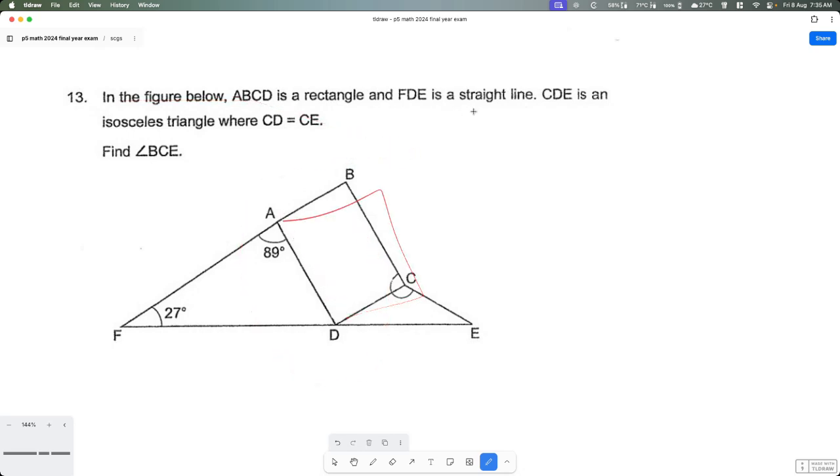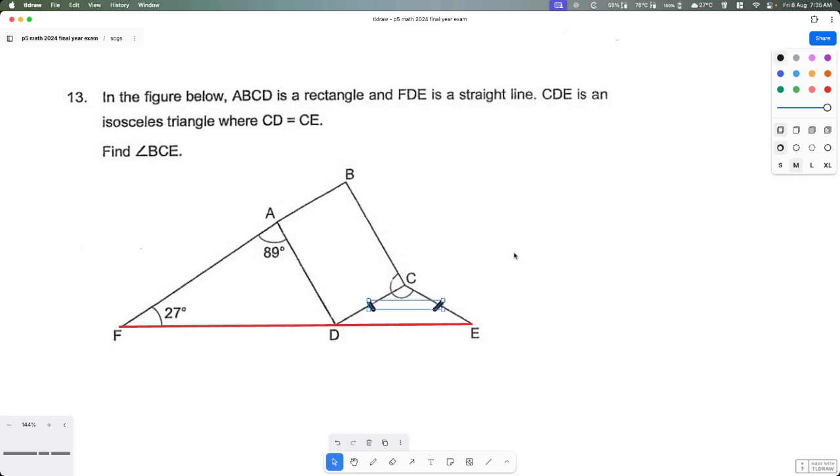So ABCD is a rectangle, and FDE is a straight line. That's what you see over here. So I'm going to highlight this as a straight line. Now CDE is an isosceles triangle, where CD is equal to CE. Find angle BCE. B, C, and E.